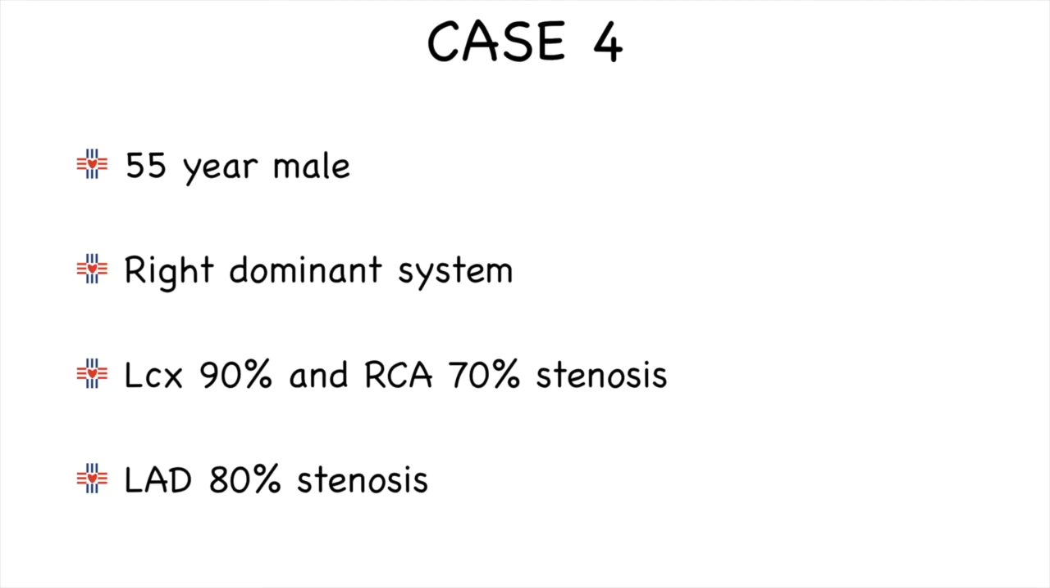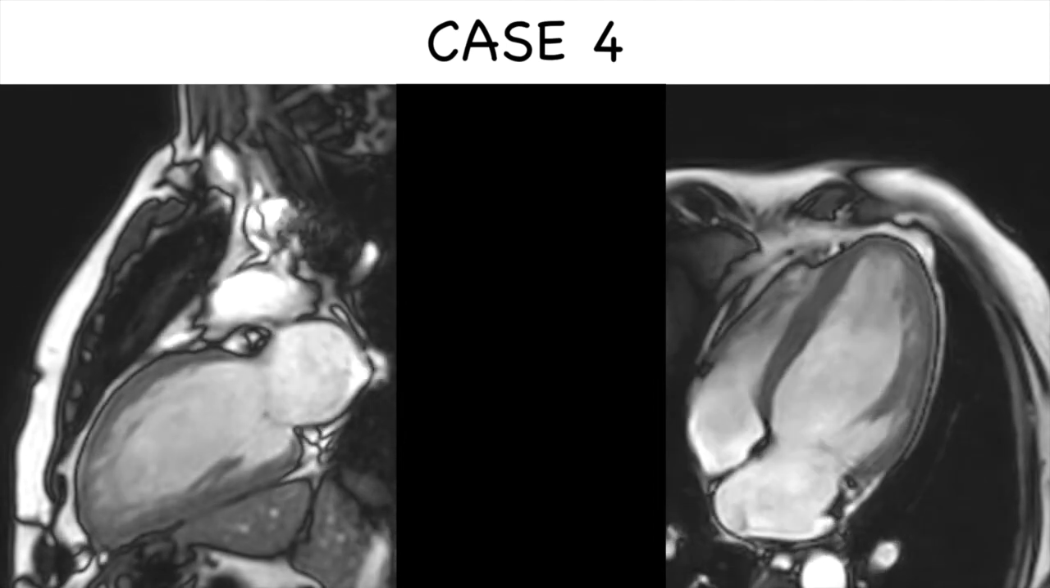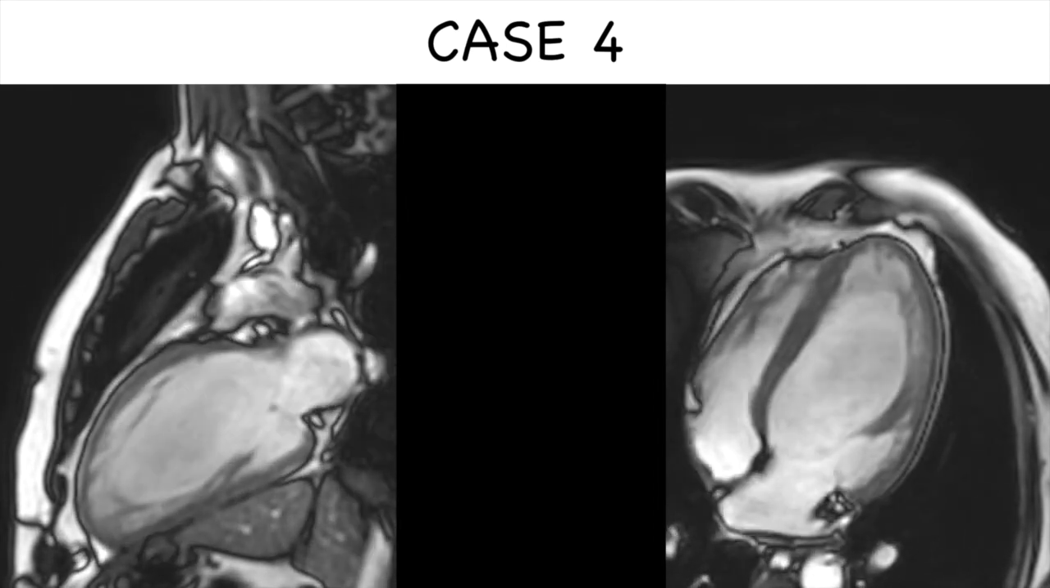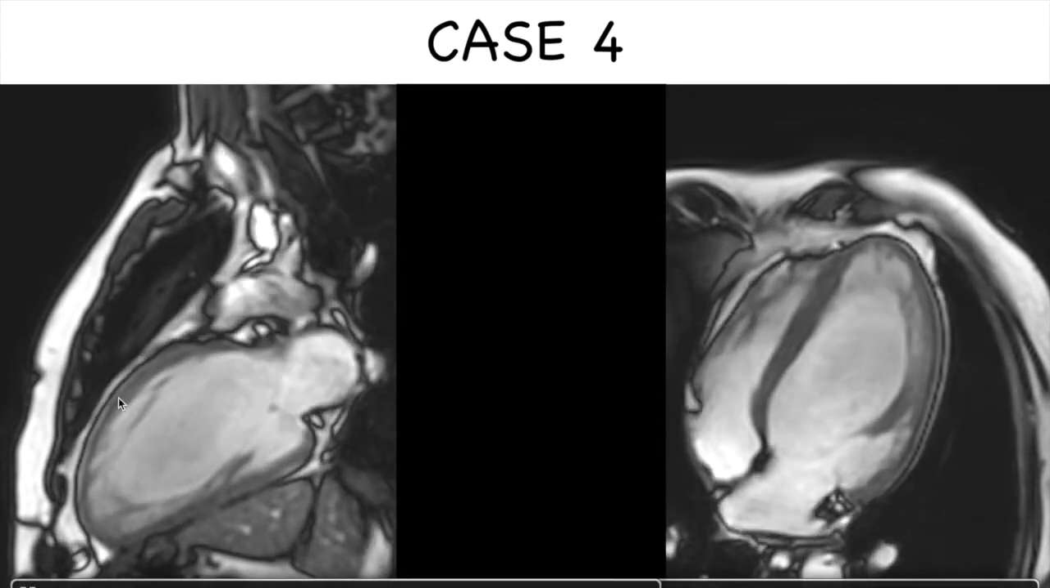Case number 4 is of a 55-year-old male who has a right dominant system with left circumflex artery showing 90% stenosis, RCA 70% stenosis, and LAD 80% stenosis. Looking at the 2-chamber and 4-chamber views, what we can see is that there is mild global hypokinesis with reduced wall motion in the anterior as well as the inferior segments in this 2-chamber view. The right ventricle seems to be functioning very well.